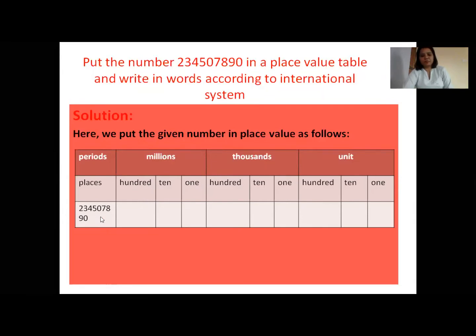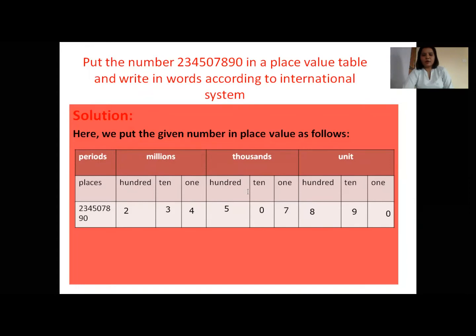Now I'll keep the last digit of the number in the ones place, that is 0 in the ones, 9 in the tens, 8 in the hundreds, 7 in the thousands, 0 in the ten thousands, 5 in the hundred thousands, 4 in the millions, 3 in the ten millions, and 2 in the hundred millions. Now we can clearly see the place value of each digit in the number.